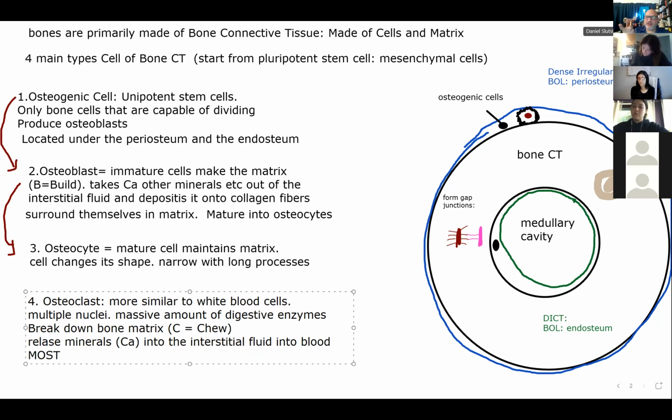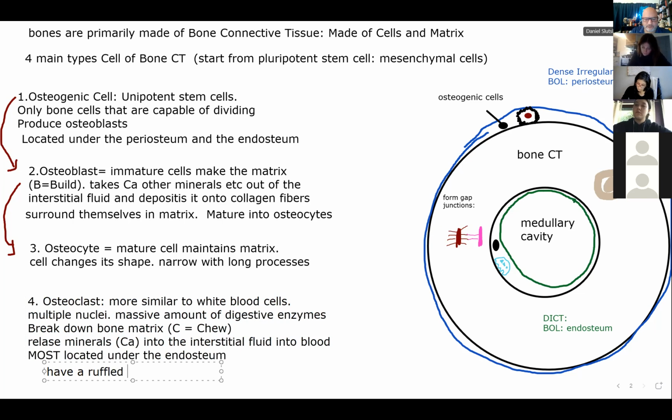Now, most, and of course the keyword there is most, because obviously that means not all, but most of these osteoclasts are located under the endosteum. So they tend to hang out more here on the inside under the endosteum with their multiple nuclei. And notice I drew one other aspect to them. They have this ruffled or scalloped border to them. And that ruffled border basically increases its surface area, making it easier to be able to break down our bone matrix.